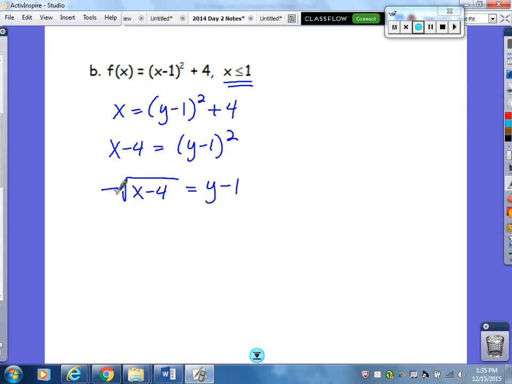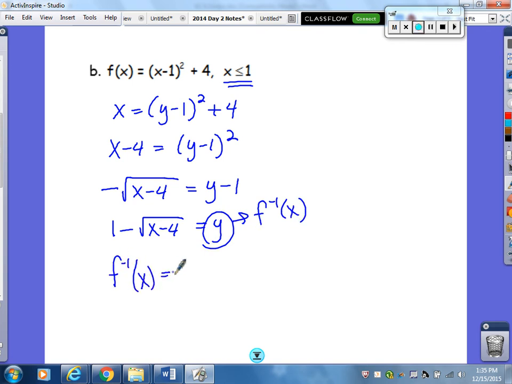So we're going to add 1. So 1 minus the square root of x minus 4 is equal to y. Because this is a function, we can replace this with inverse function notation. So the best answer here is the inverse of x is equal to 1 minus the square root of x minus 4. Now, I only use this notation if the inverse is also a function.